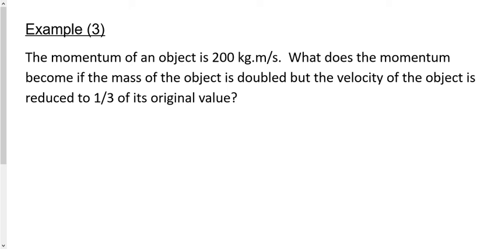So here's, let me get this straight here. I want to find the momentum of an object, but I don't know what its mass is, and I don't know what its velocity is. All I know is that I've changed the mass by this factor, and I've changed the velocity by that factor. Sorry, go ahead.